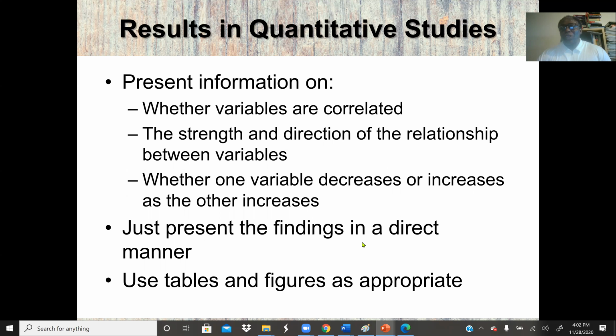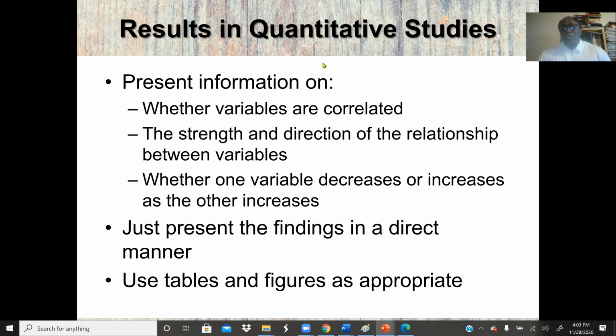Now we have two types of studies, actually we have three types of studies. Here we're going to focus on the two because the third is the mixture of the two: results in quantitative studies, results in qualitative studies, then results in mixed studies. But here we're going to focus on two.